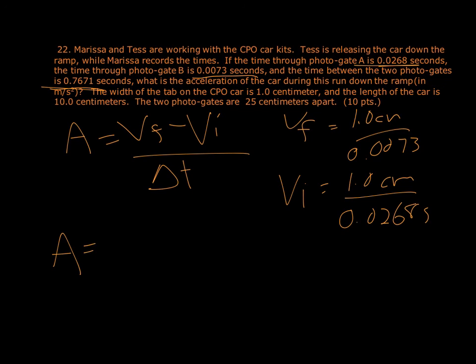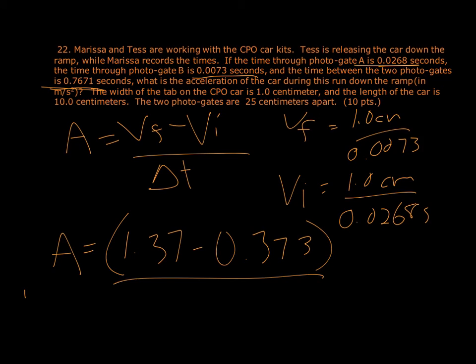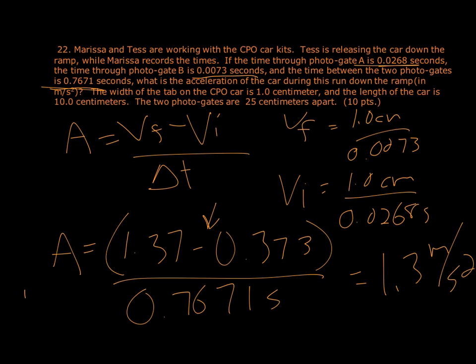So you would end up with final velocity of 1.37 minus 0.373 over the time of 0.7671 seconds. Again, these numbers up here are rounded, but I didn't round them in the calculation. So the final answer I got for acceleration was 1.3 meters per second squared, right? And I rounded to that first decimal place because we have numbers measured to the first decimal place, so that's what the final answer has to be.